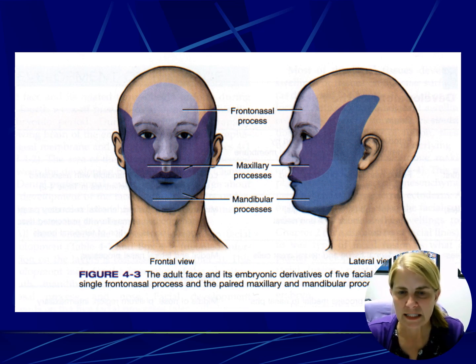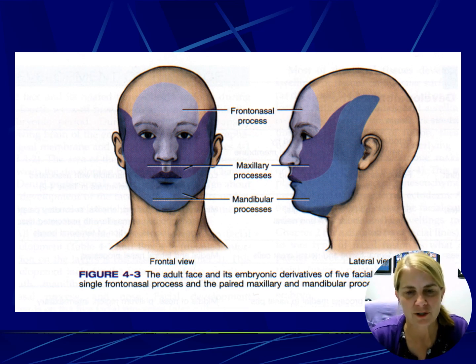So maxillary incisors come from only the central and laterals, so 7 through 10 come from the light purple area. The dark purple area where the maxillary processes gives us the canines and the maxillary posterior teeth. And then the blue area for the mandibular processes gives us all the mandibular teeth.